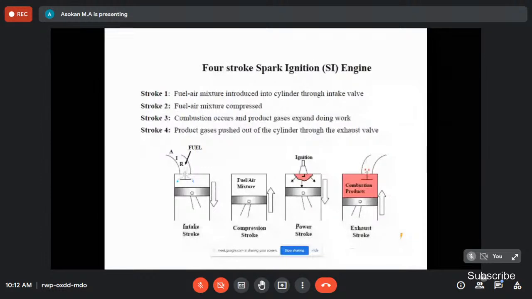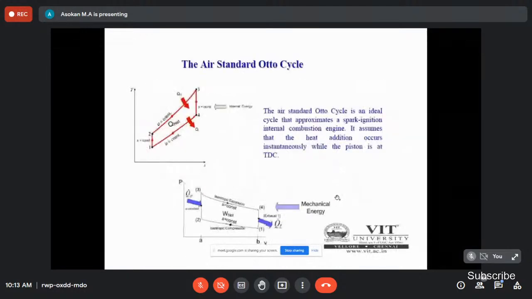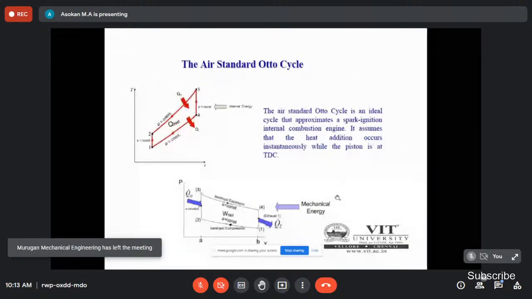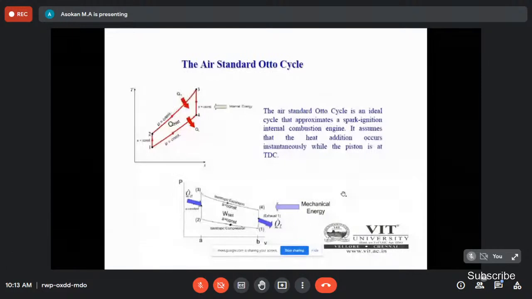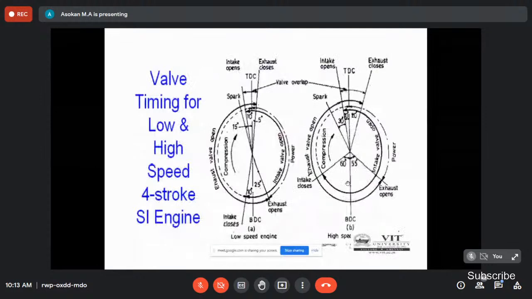We can see the suction, then compression, and at the end of the compression the spark plug ignites the fuel, then the power stroke, then the exhaust stroke, where the unburned gases at the top of the cylinder are exhausted. The cycle you have already studied, maybe in the first session; you can skip this. So this is the valve timing diagram for the low speed and high speed engine.